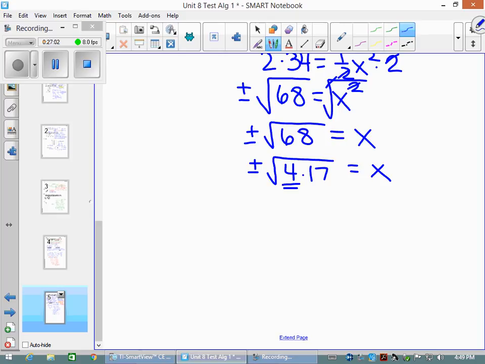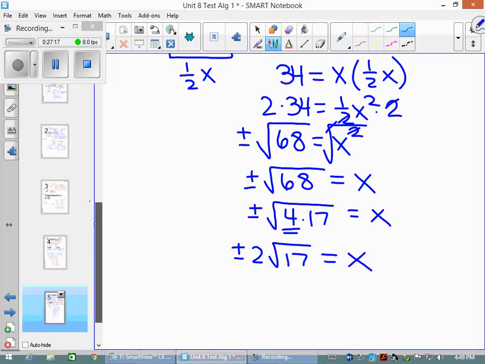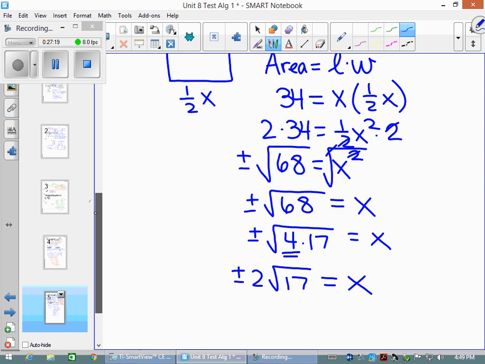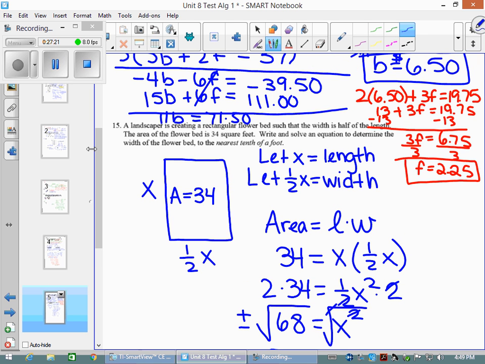So now I need to actually go back and read the rest of this information so I know that I answered the question correctly. So I've solved for x completely. Plus or minus 2 rad 17 is x. Let's see what they're asking me to solve it for. I'm being asked to solve for the width of the flower bed to the nearest 1/10 of a foot. So the width is actually equal to 1/2 x, and they're asking me to round. The nice thing about that is that I can actually now go and type this into my calculator.